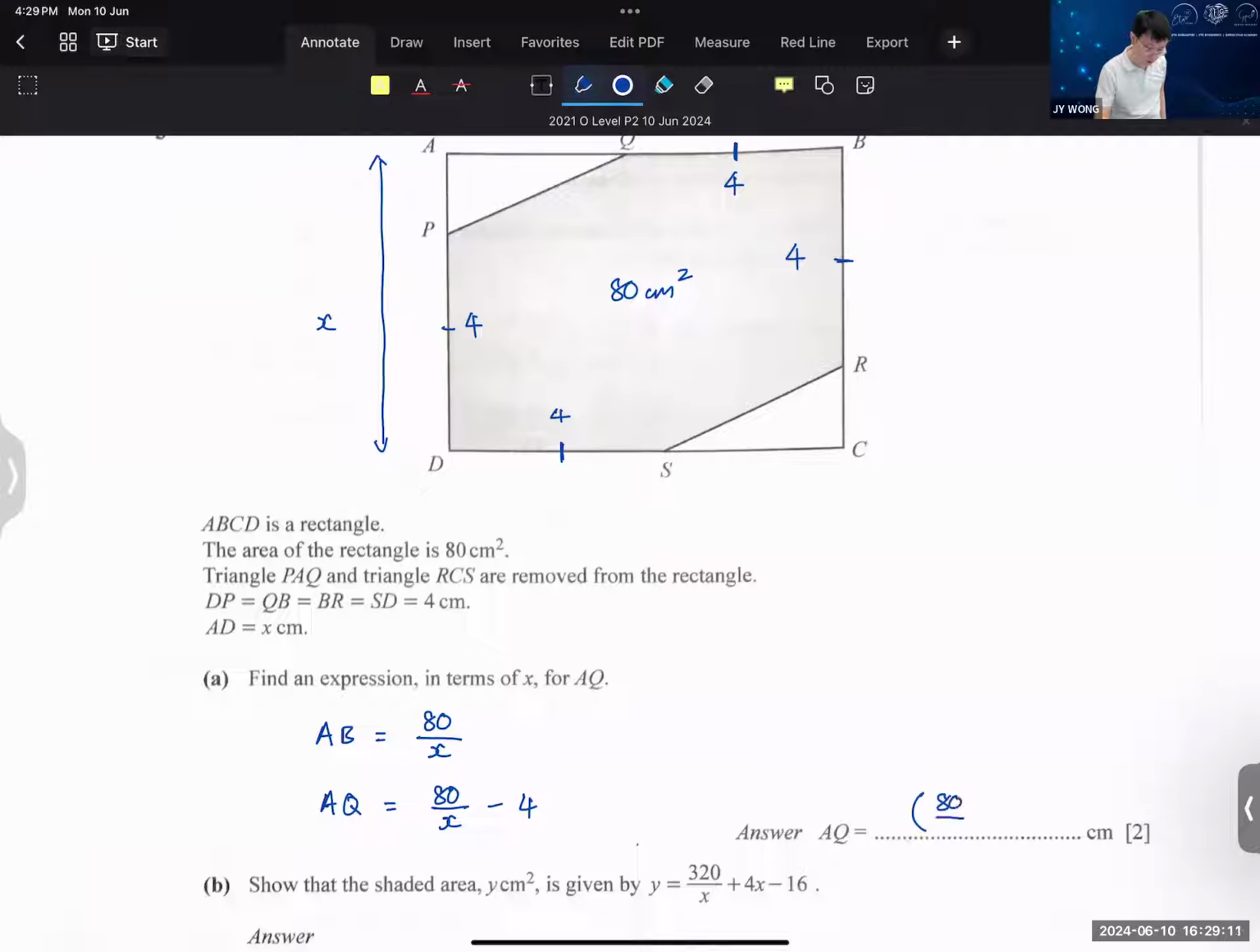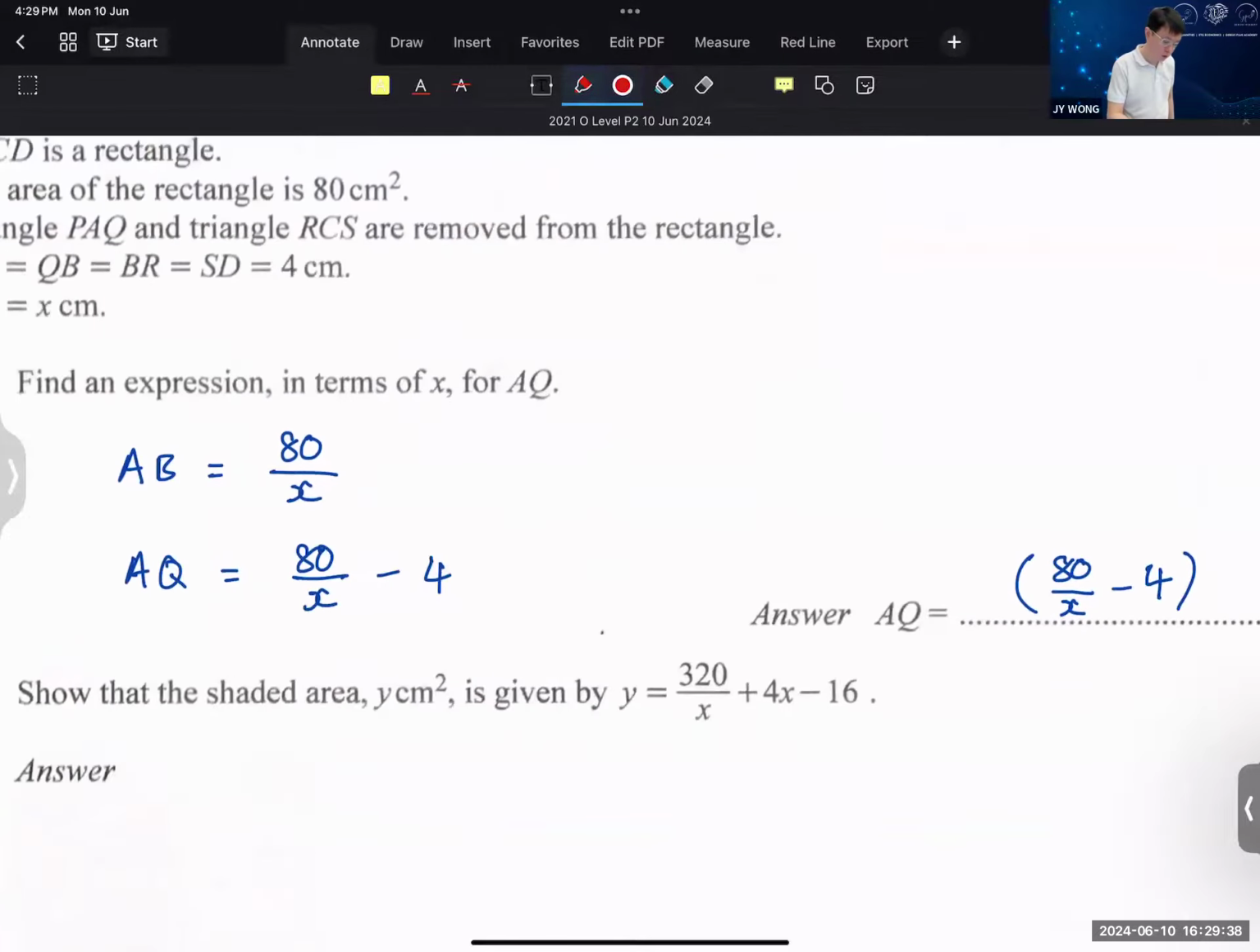Take note that you are supposed to write the bracket. This one from primary school days, you already learned. If there's a unit to addition or subtraction in algebra, you need to put the bracket. Some of you will simplify this into a single fraction. If you want to simplify the single fraction, you can go ahead and do that. So you will get (80 minus 4x) over x. Okay, if you find that to be more convenient, up to you.